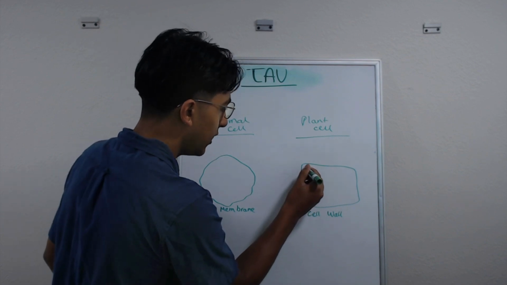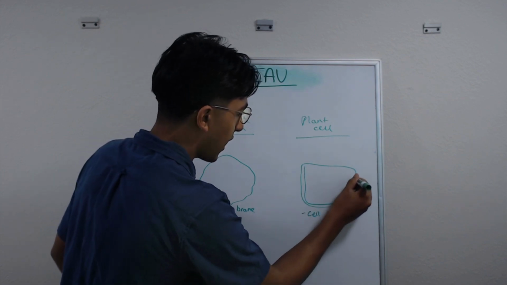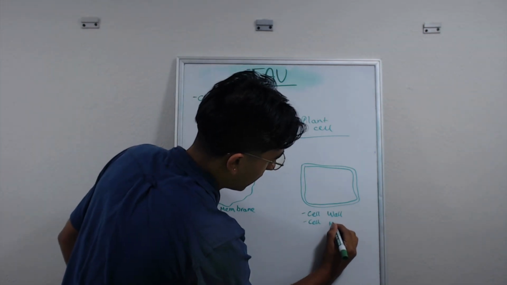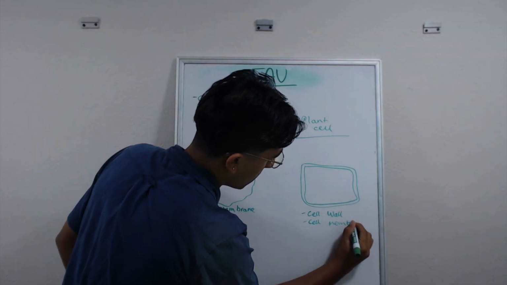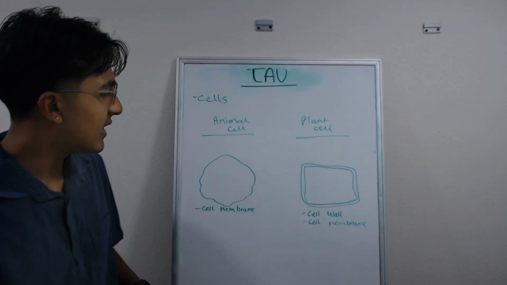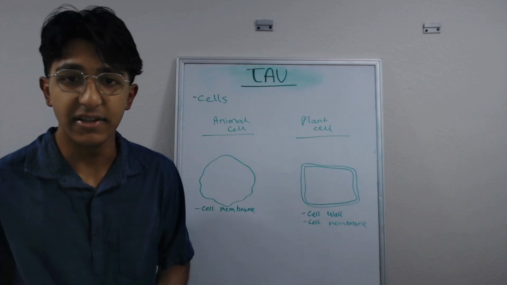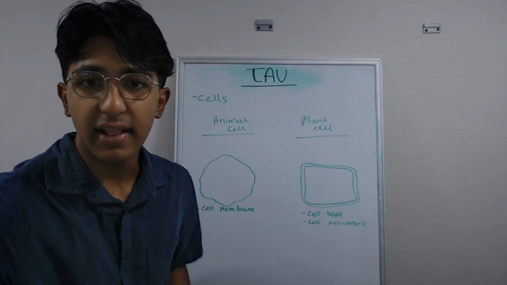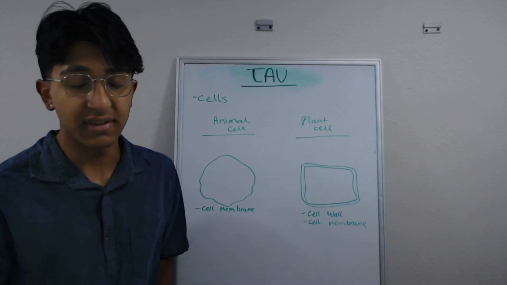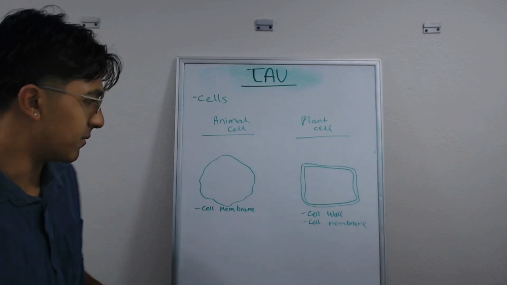Within the cell wall, plant cells also have the cell membrane. So why do plant cells have a cell wall but animal cells don't? Well, that's something I'd like you to find out on your own and make sure to add into your notes. It's very important, so don't forget about that.